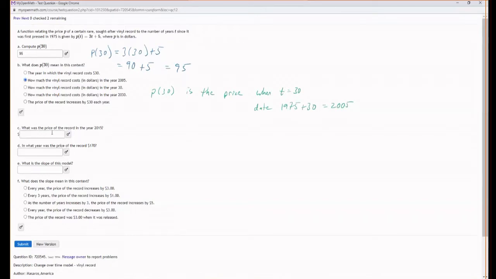Okay, part C, what was the price of the record in the year 2015? We need to find out what value of T that is. So we're going to do 2 steps. We're going to find T. Okay, so T is the number of years since 1975, so we take the difference. Okay, and then once we have that value for T, what we're going to do is plug it into our price equation.